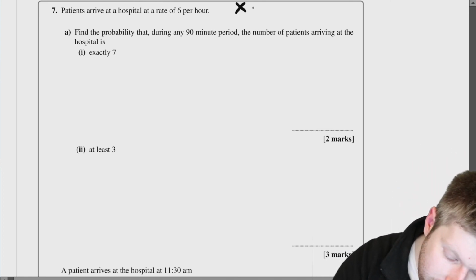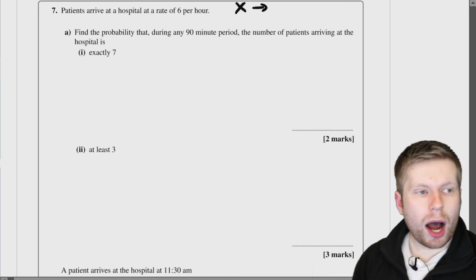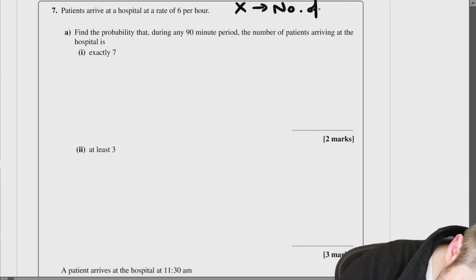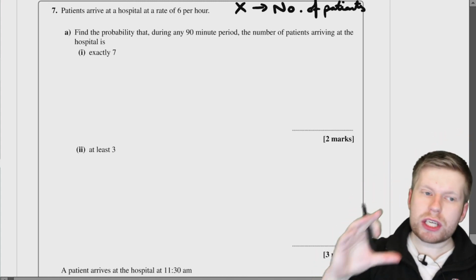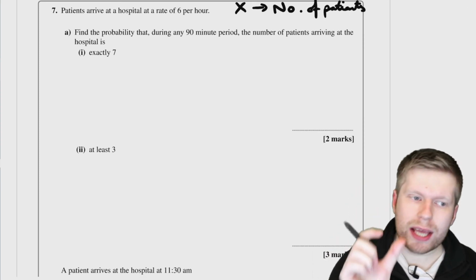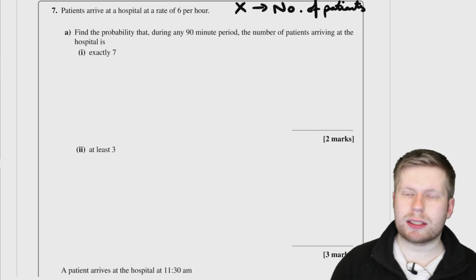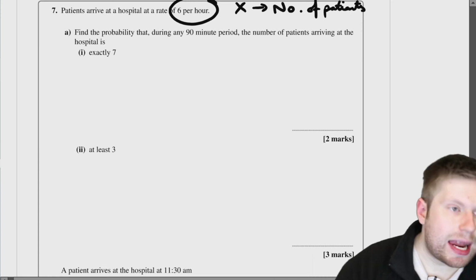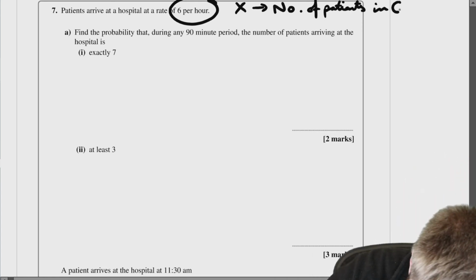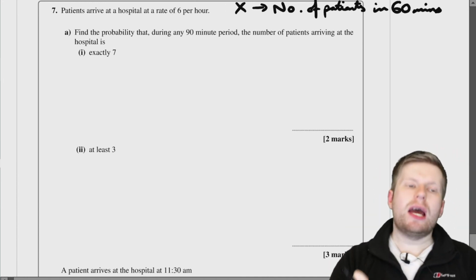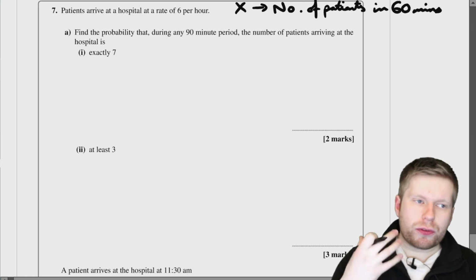So in this case, I need to define my random variable very, very carefully. I'm going to say that X is a random variable that represents the number of patients that arrive. And remember, if you're using a Poisson distribution, you must always give me the time period, or the interval that you're interested in looking at. So in this case, it's not just the number of patients, it's the number of patients in an hour, okay? So in 60 minutes. So you must always define what the time period is when you're defining the random variable.